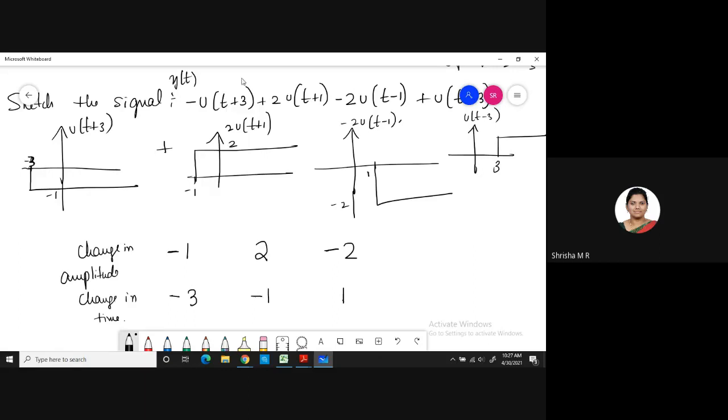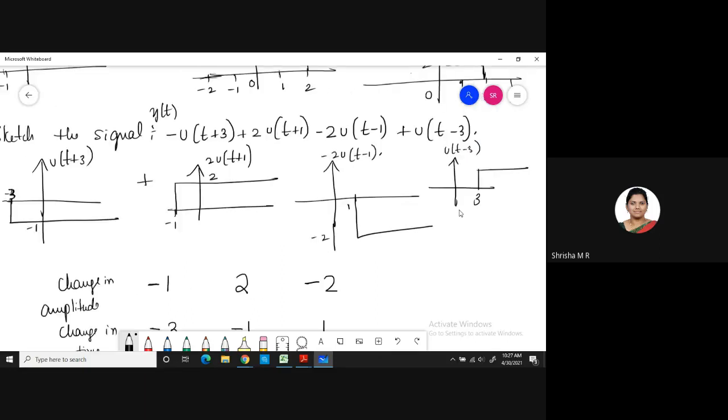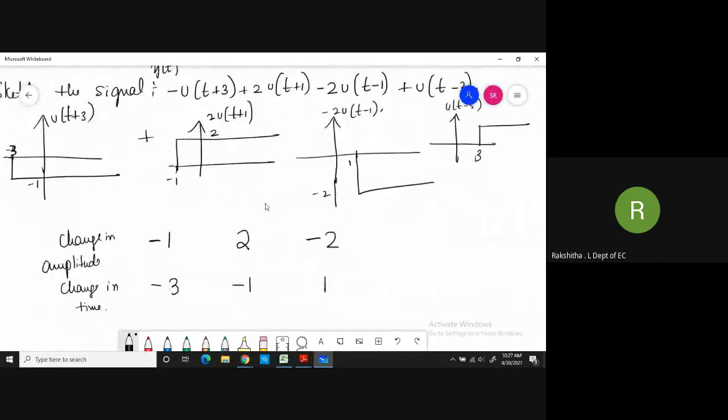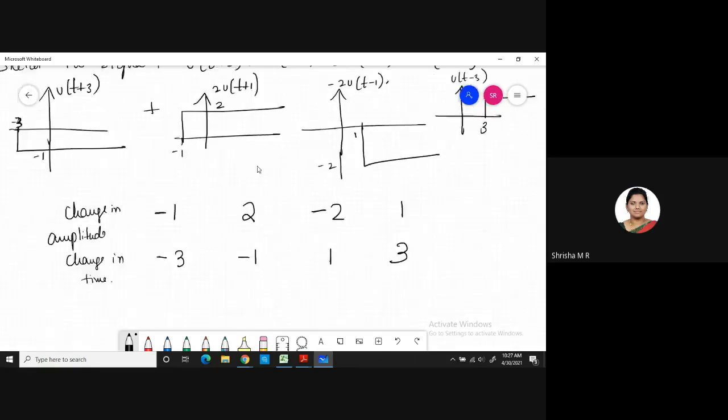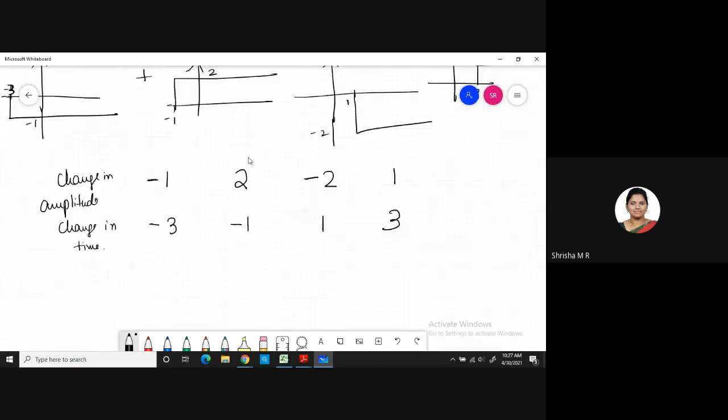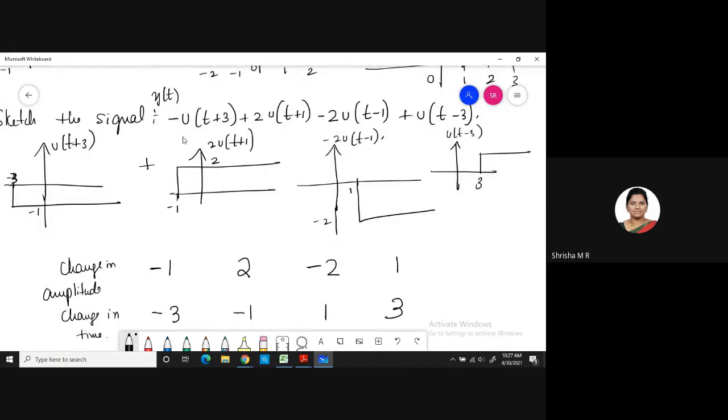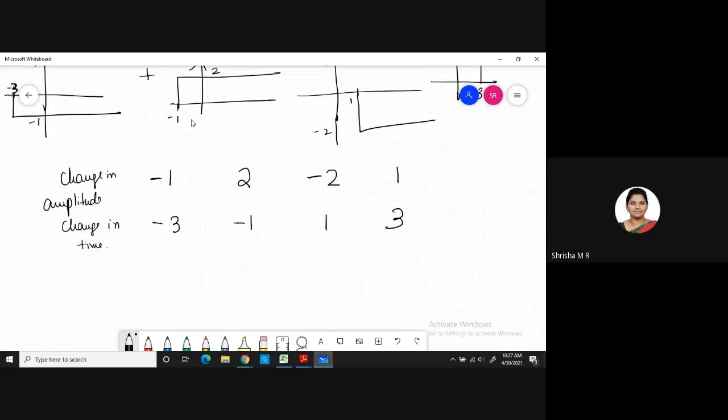In the fourth function, you have u of t minus 3. What is the amplitude? 1. Amplitude is 1 at t is equal to 3. So I will teach you one method for solving this. Don't worry about these things; no need to plot this. Directly you write change in amplitude, change in time.